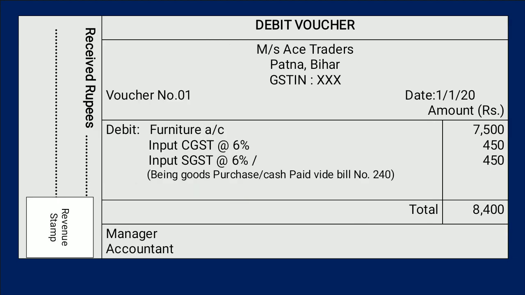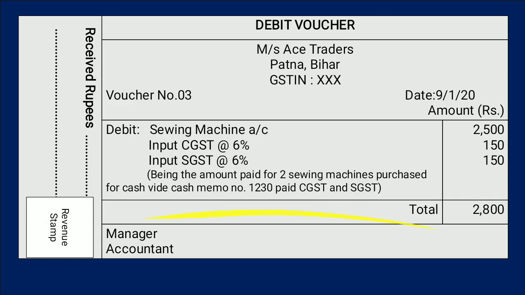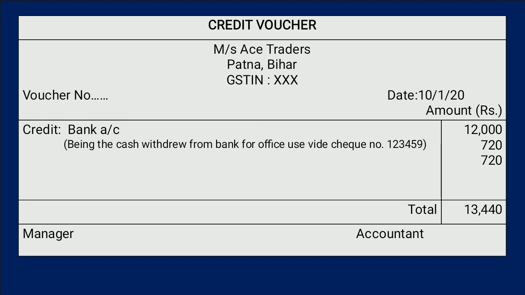Let's check one more transaction. Here we have withdrawn 15,000 from the bank. When you withdraw 15,000 from the bank, there is nothing special, we simply prepare a credit voucher, and write credit bank account, and put the narration, such as cash withdrawn from bank for office use. Here we have to write the cheque number, because when you withdraw cash there will be no bill number, there will be a cheque number. So accordingly we have to write, and sorry to say we don't have to write that 720.